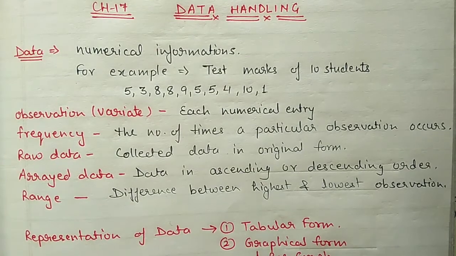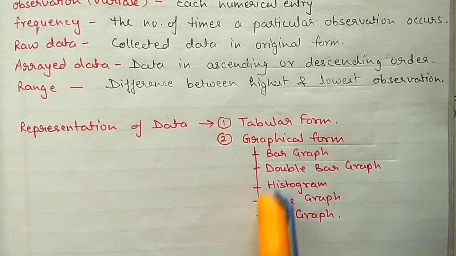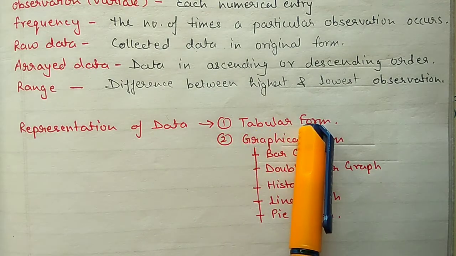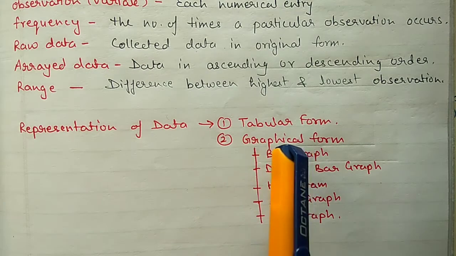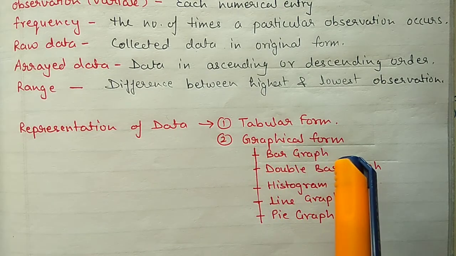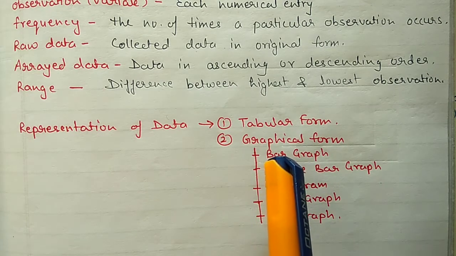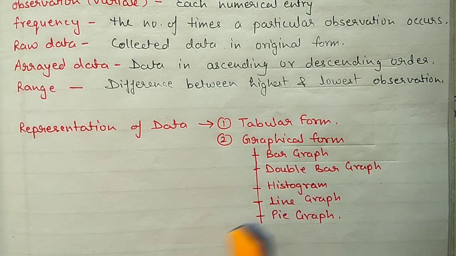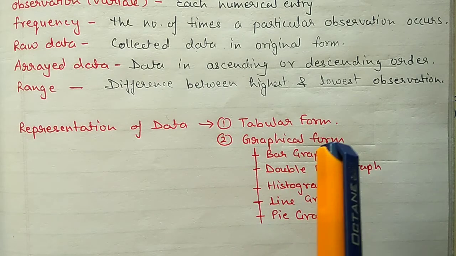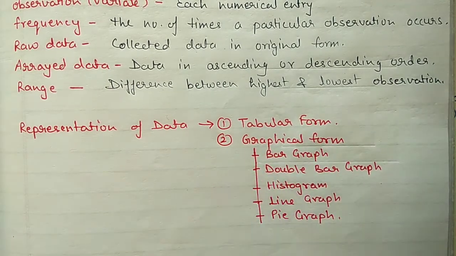Next we have representation of data. This data we can represent in many forms. First common form is tabular form. We can represent our data in the form of a table, and the second form is graphical form, where we represent the same data in the form of a graph. Graphs have many types: bar graph or double bar graph, histogram, line graph or pie graph. In the first exercise we will discuss the bar graph and double bar graph.